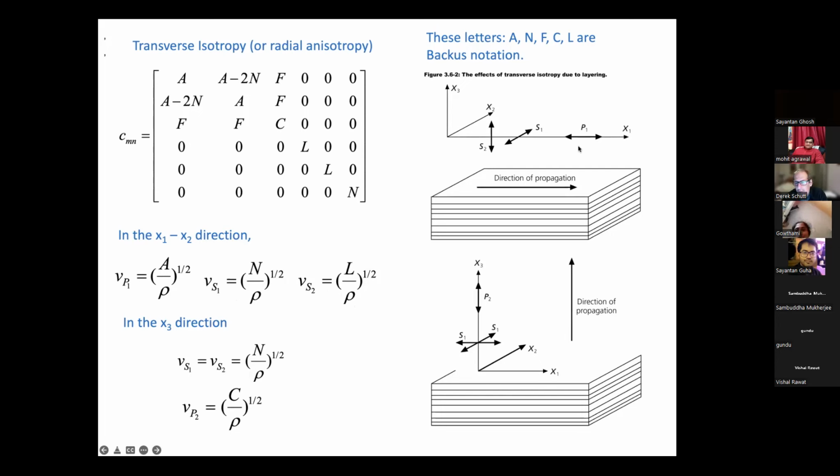So if I'm traveling horizontally, I see the P wave traveling first, then S1, and then S2. If I'm traveling vertically, I see the P wave traveling first, and then S1 and S2 are superimposed on each other. This says S1 and S1, but it's actually S1 and S2.